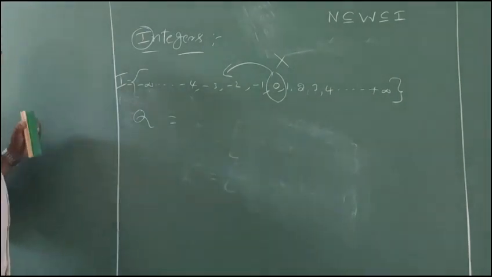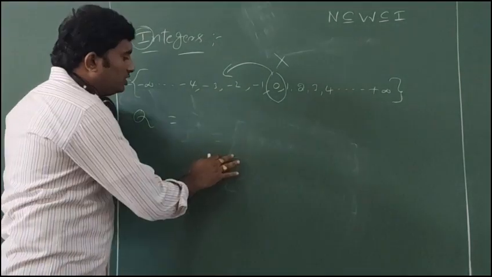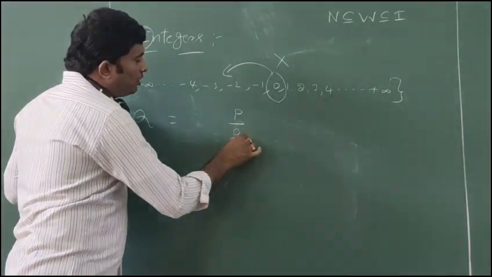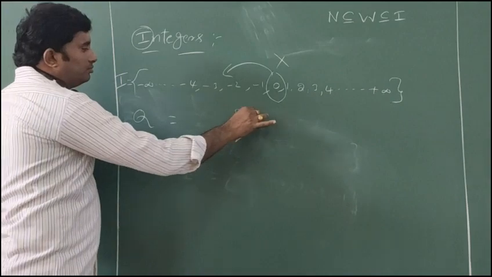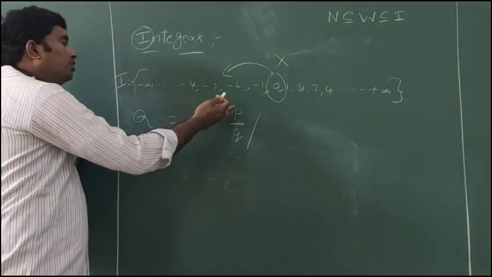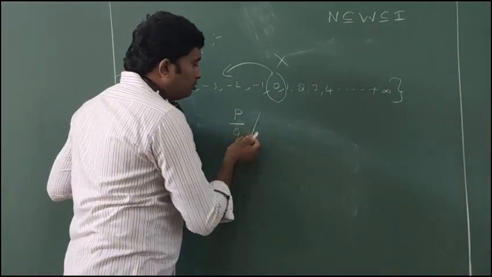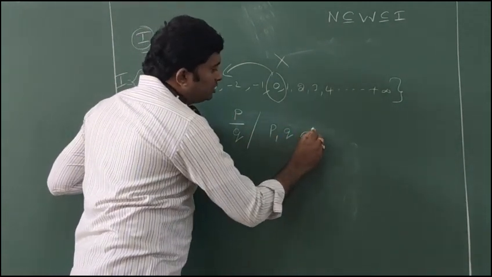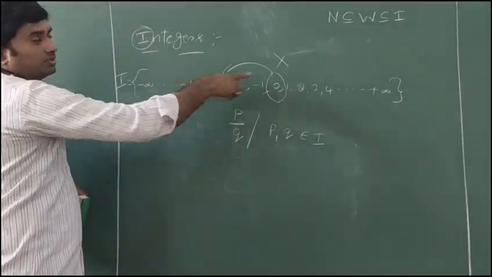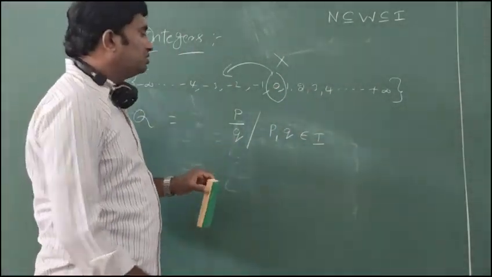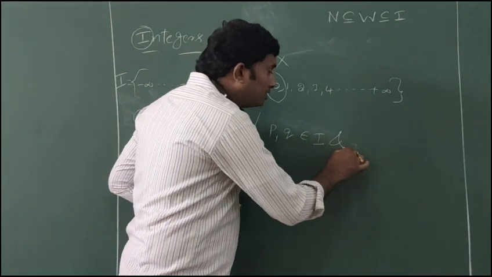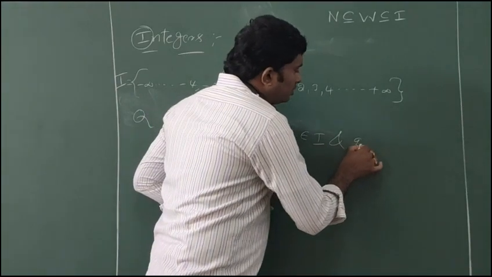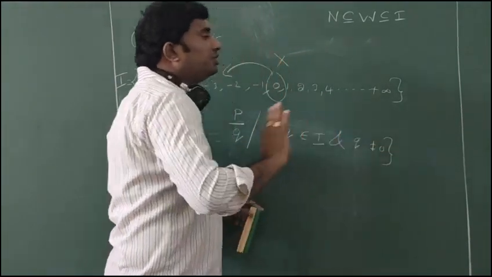Next, we can define a rational number. What is the definition of a rational number? A number of the form P by Q. What about P and Q? P is the numerator and Q is the denominator. These two must be integers. That is the first condition. And one more condition is there on the denominator Q: it must not be 0.